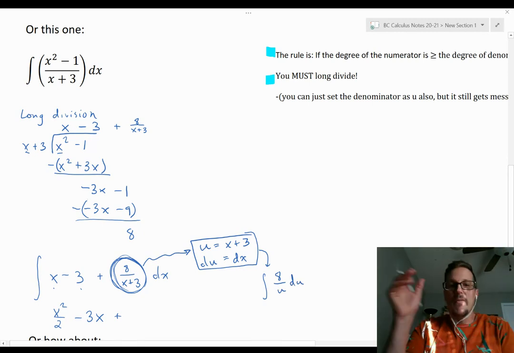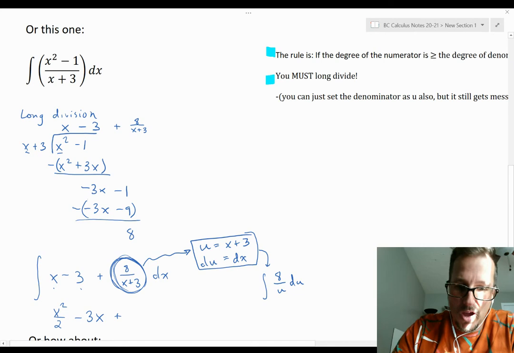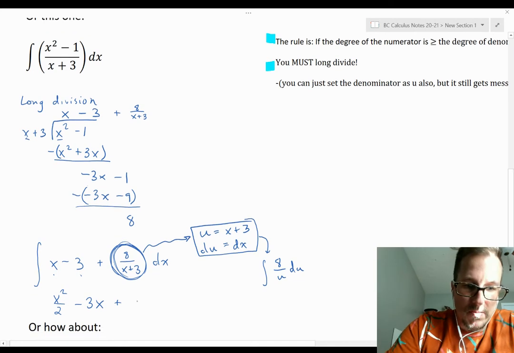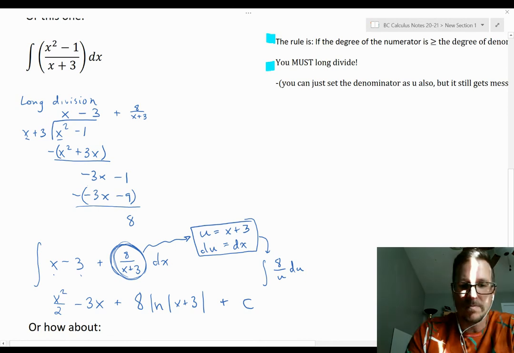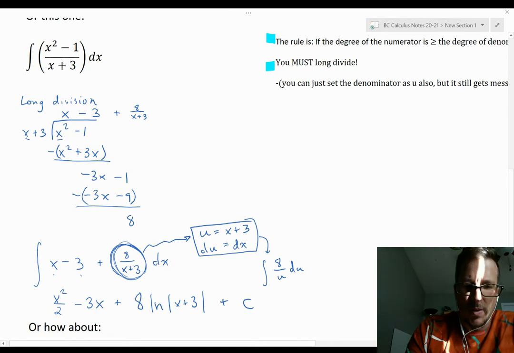Oh, that's right. That fits a natural log pattern. So that would be 8 times the natural log of the absolute value of u plus the constant of integration. And I didn't write anything in there because u is equal to x plus 3, and I wanted to save that space. So there we go.